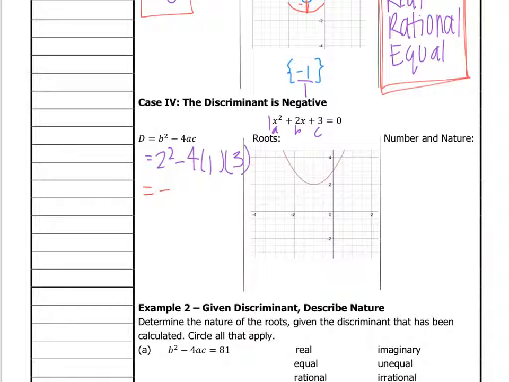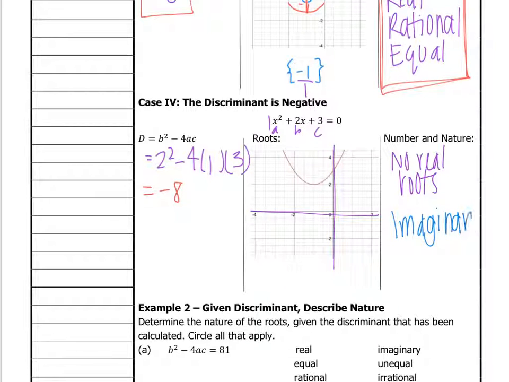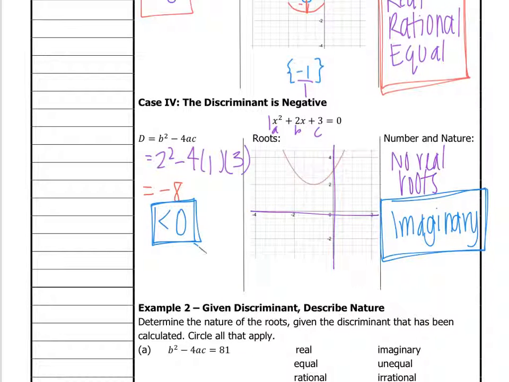Once we type it in, we end up with -8. And if we look at our graph, you'll notice that the graph of the quadratic is not touching the x-axis, which means that there are no real roots. And so we describe non-real roots as imaginary. And this is because our discriminant, -8, was less than 0. So if we have a value that's less than 0, then that always leads to imaginary roots.